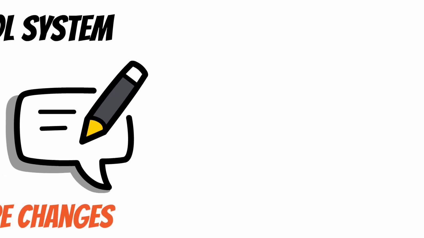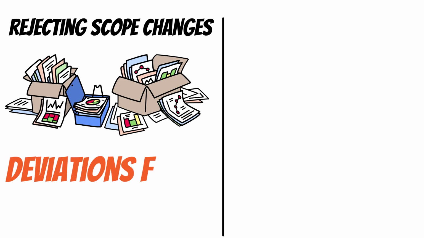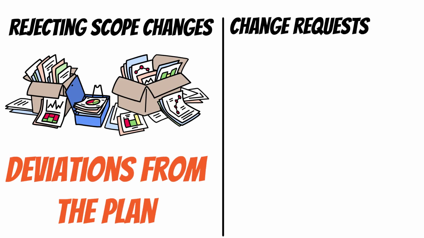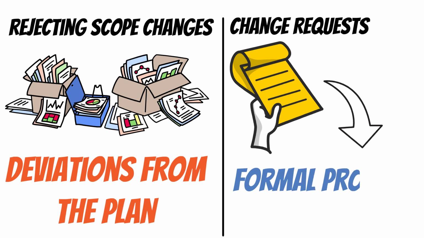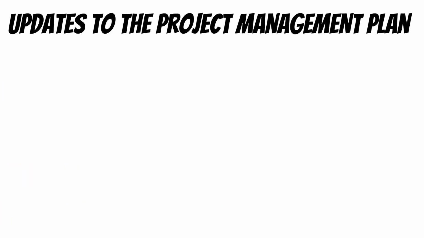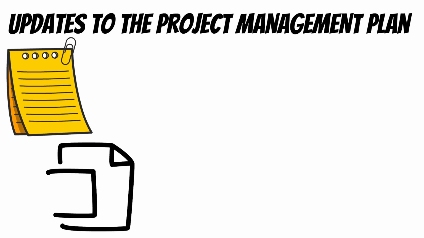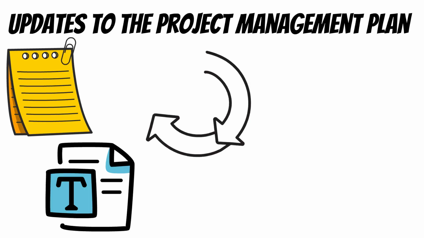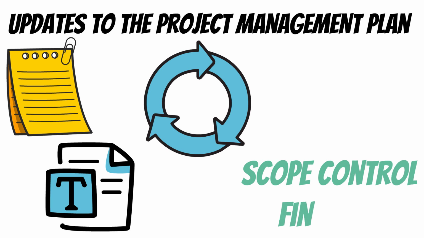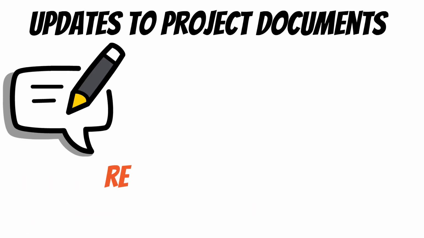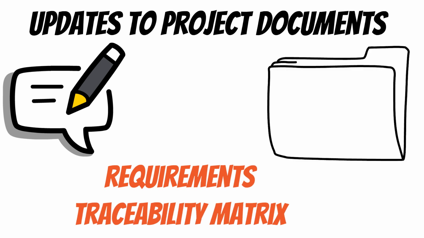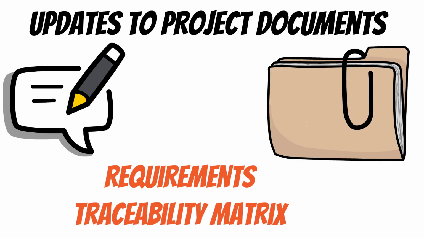Finally, the outputs. These are work performance information, data on how scope is being managed and any deviations from the plan; change requests, which, if changes are necessary, go through the formal process for approval; updates to the project management plan, as the scope baseline, requirements documentation, and other key documents might need revisions based on scope control findings; and updates to project documents, as the lessons learned register, requirements traceability matrix, and other records may be updated to reflect changes.